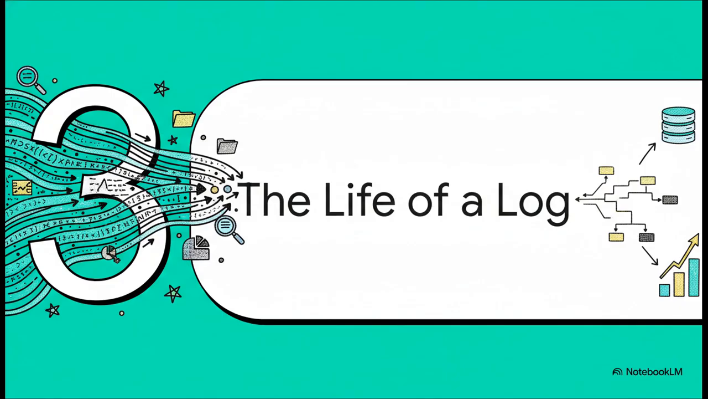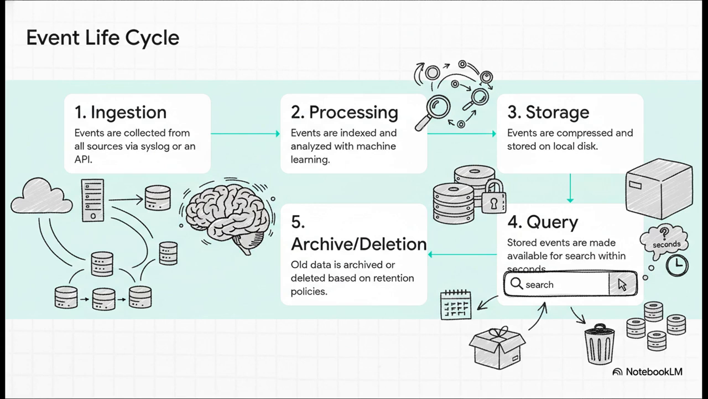Okay, but how does this magic actually happen? How does a raw piece of text from some random server become a searchable, valuable insight? Well, let's follow the life of a single log entry. It all happens in this continuous, really intelligent cycle. So first, logs are ingested from all your different sources. Then they're immediately processed. We're talking indexed for lightning speed and even analyzed by machine learning. After that, the data is stored and becomes queryable almost instantly. And finally, based on whatever rules you set, old data is either archived for later or just deleted. It's a constant, intelligent flow.